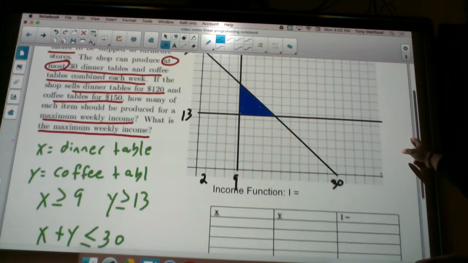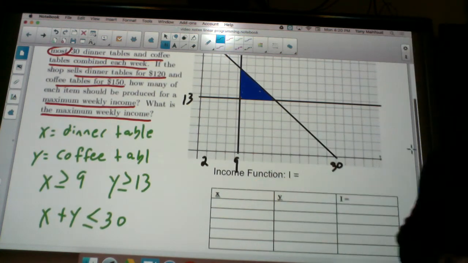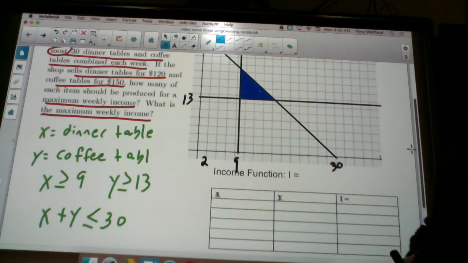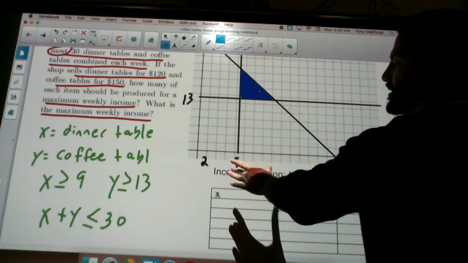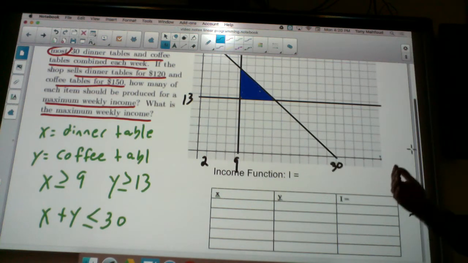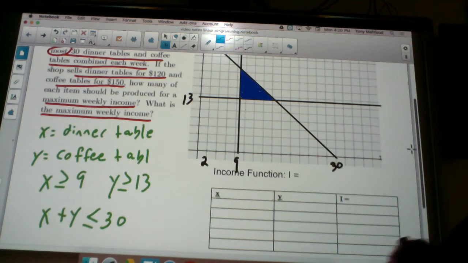Our objective, our job, is to go ahead and find the income function, the objective function. And the objective function is some kind of function that's being maximized or that's being optimized, because sometimes it might be a minimization problem. So it's a function based on our problem. In this case, it's going to be some kind of income function. We want to try to find the maximum income possible by me selling dinner tables and coffee tables, right?